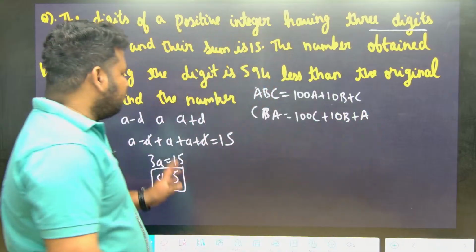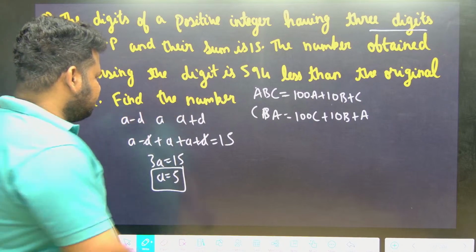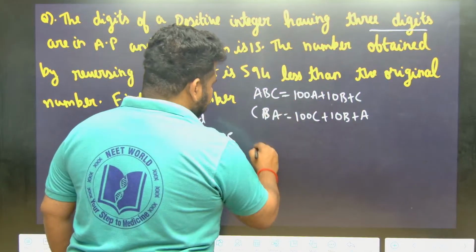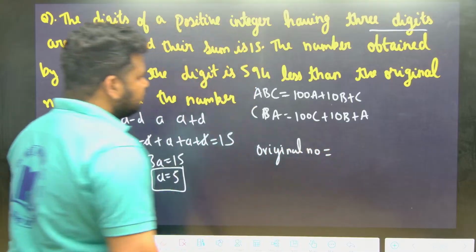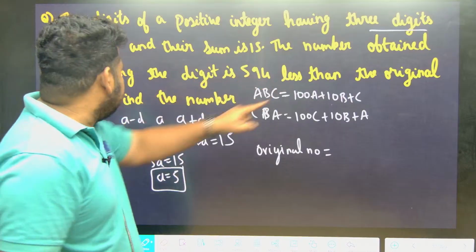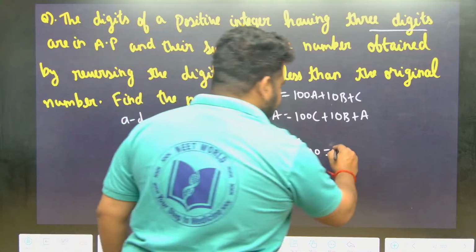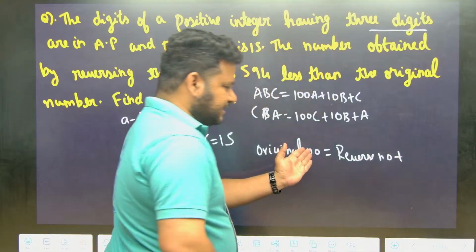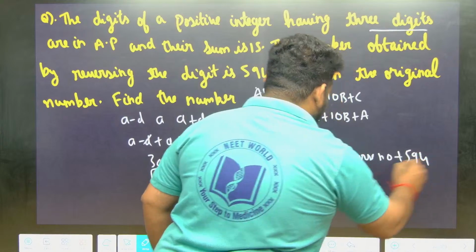But here, what are the ABCs that we have? a plus d, a, a minus d. So for the original number, what you will write? They are telling the number obtained by reversing the digit is 594 less than the original number. So that means the original number is reverse number plus 594. Instead of writing minus 594, I am writing original number is equal to reverse number plus 594.